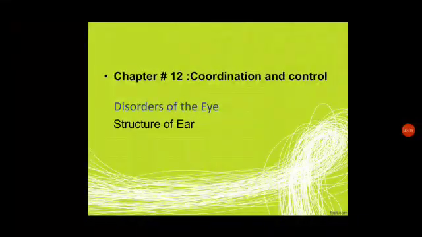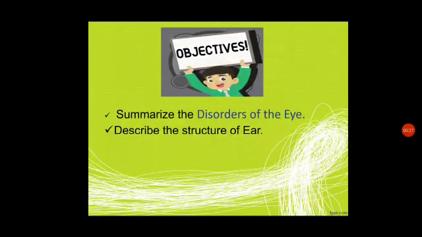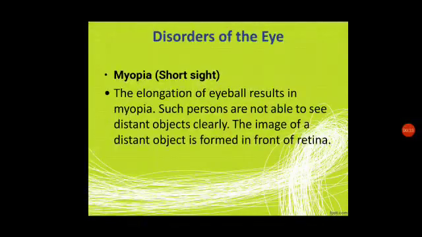We have started chapter number 12, coordination and control. Here we will discuss the disorders of the eye and the structure of the ear. Here are some objectives: to summarize the disorders of the eye and to describe the structure of the ear. First of all, we will discuss the disorders of the eye.